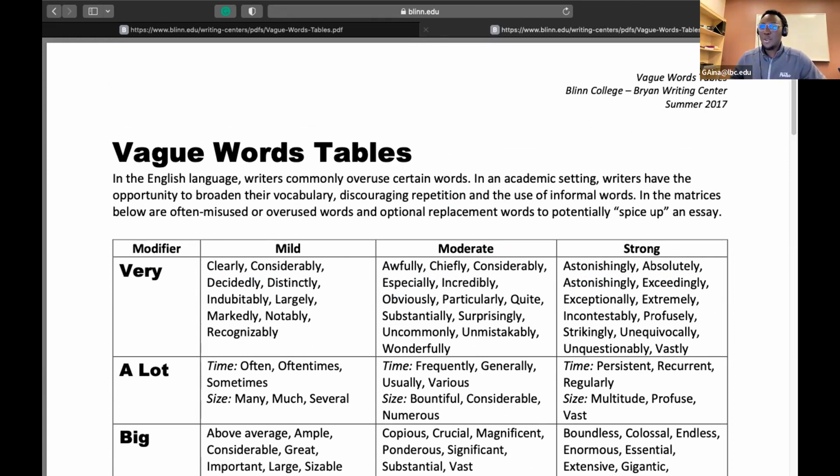So I'm going to call on someone. Felipe Kaufman. If I say he is very intelligent, how would you revise that sentence? He is astonishingly intelligent. Exactly. Very good.